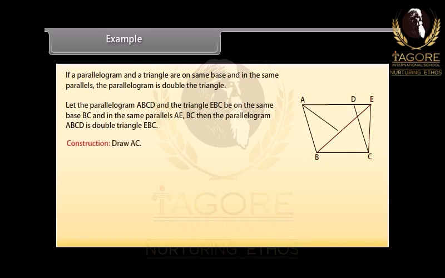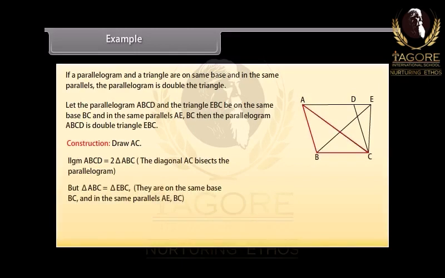Construction. Draw AC. Since AC bisects the parallelogram, therefore the parallelogram ABCD is double triangle ABC. But triangle ABC is equal to triangle EBC because they are on the same base BC and in the same parallels AE and BC. Therefore, parallelogram ABCD is also double triangle EBC, hence proved.